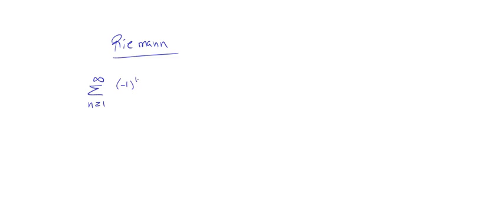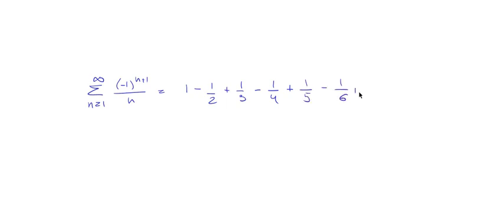So for instance, take this series: the sum from n equals 1 to infinity of (-1)^(n+1) over n. So this is 1 minus 1/2 plus 1/3 minus 1/4 plus 1/5 minus 1/6 and so on. This is an alternating series, and we know it's not absolutely convergent, because if you take the absolute value of these terms, you get 1 over n, which is the harmonic series, and that is divergent. So if this is convergent, and we will see it is later, this is conditionally convergent.